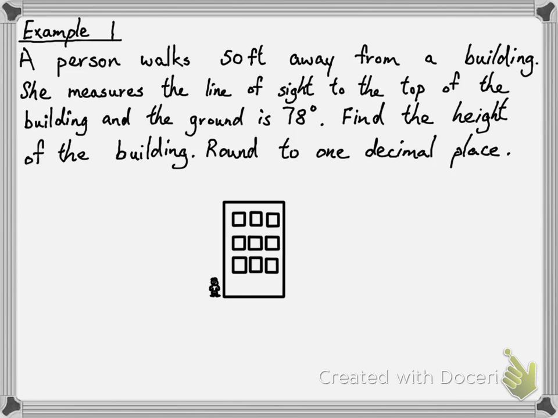So this person walks 50 feet away from the building. Now she measures the line of sight to the top of the building and the ground is 78 degrees. What is the height of the building? Since this person walks 50 feet away from the building, the distance between the person and the building is 50.